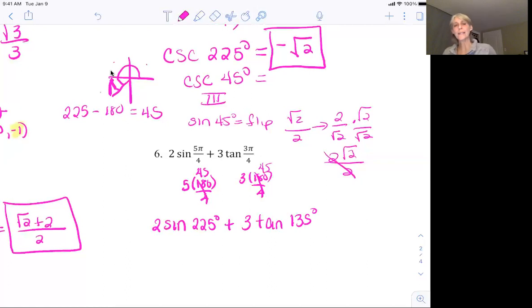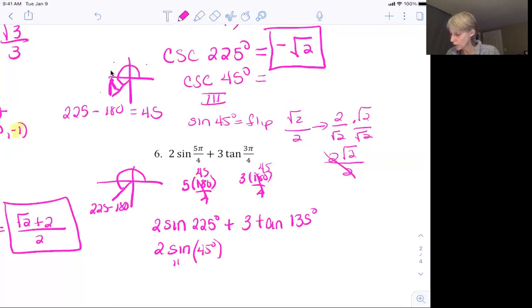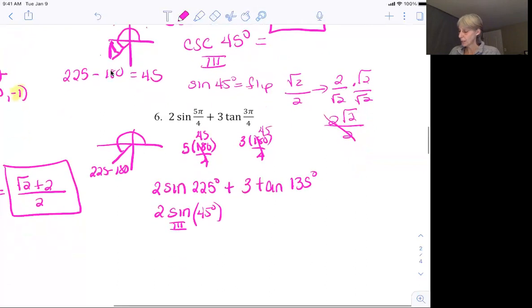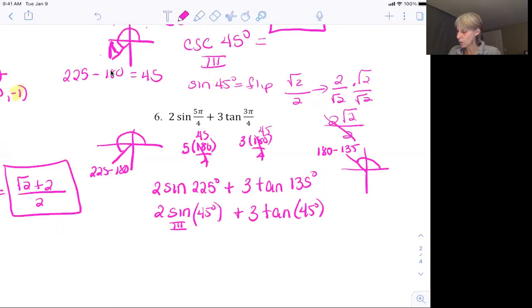Now all I have to do is find each reference angle. 225 is in quadrant 3. So this is going to be 225 minus 180. 2 times the sine of 45 degrees in quadrant 3. Plus 3 tangent of 135. 135 is a quadrant 2 angle. 180 minus 135 is 3 times the tangent of 45 in quadrant 2.